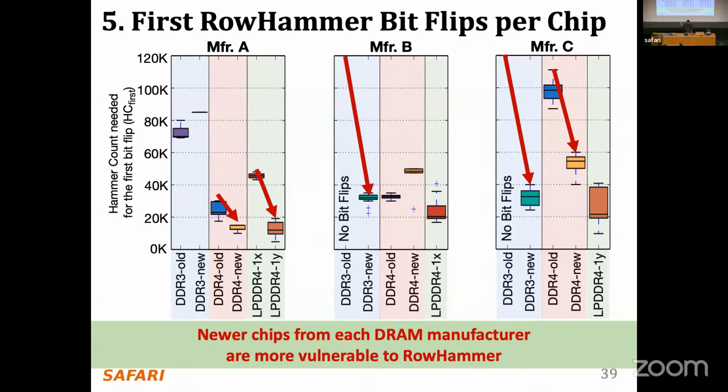That's why we see, let's say from manufacturer A, that 1Y needs much fewer activations to induce the first bit flip compared to 1X. Yeah, thank you.